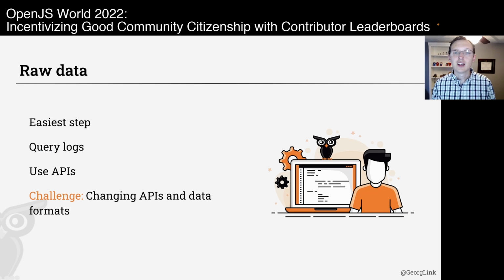Raw data. This is probably the easiest step. There are APIs we can call, there are logs we can parse. The challenge we have with getting the raw data is that APIs change, the logs that are being provided can change in format, and the data, when we collect it from many different sources, comes in different shapes and sizes and forms. So we need to enrich it.